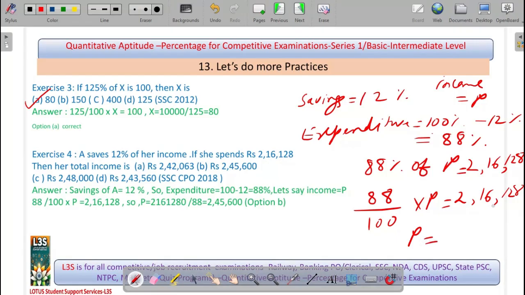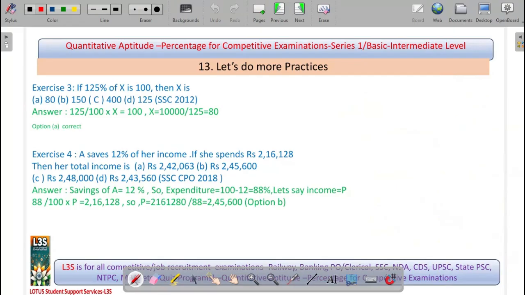If we cross multiply, 2,16,128 into 100 by 88, you will get 245,600, and this equal to option B. This is how you have to do it. Okay.